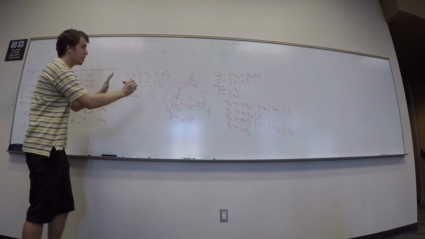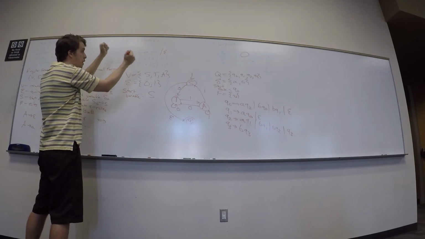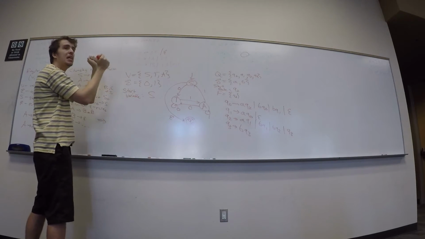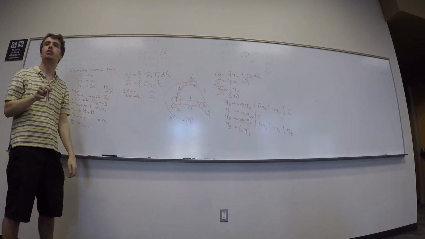All right, but the essential idea is clear, right? Basically, represent variables as states and rules as transitions, and the other way around. Okay? Any questions about that?